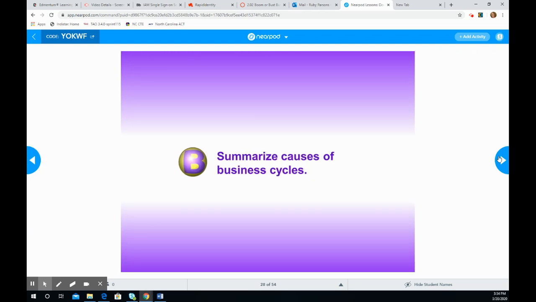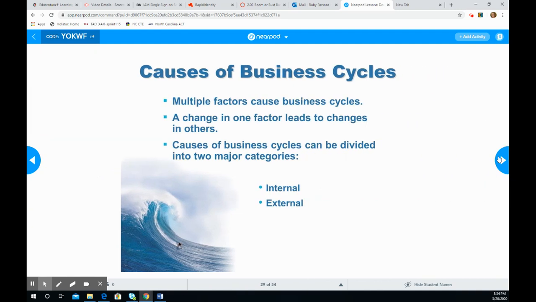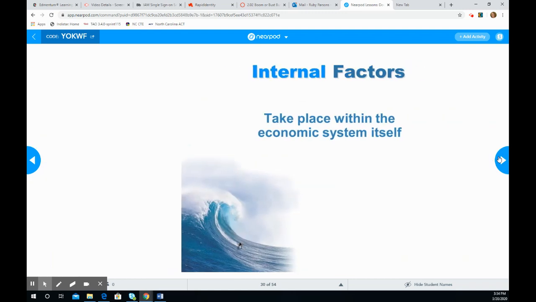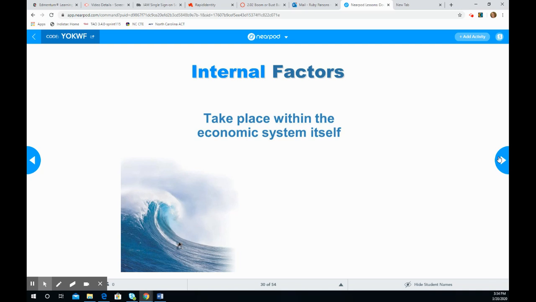All right, so now let's go on and summarize the causes of a business cycle. There are multiple factors that cause a business cycle. It could be a change in one factor that leads to a change in another factor. The causes of a business cycle can be divided into two major categories: internal causes or external causes. Internal factors take place within the economic system itself.